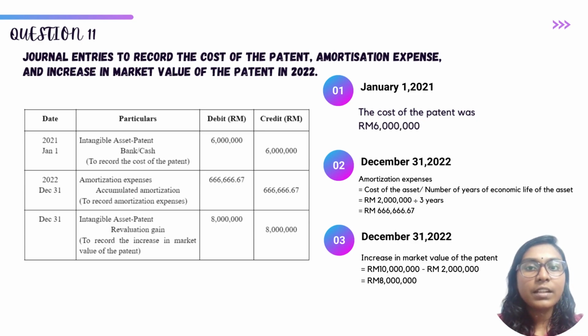Question 11. Journal entry to record the cost of the patent, amortization expense, and increase in market value in 2020. The cost of the patent is 6 million, and for the amortization expense, the cost of the asset is divided by the number of years of economic life of the asset. So 2 million is divided by 3 years, which is the remaining useful life. So we will get 666,666 ringgit and 67 cents. To record the increase in market value of the patent, 10 million minus 2 million. So we will get an increase of 8 million.